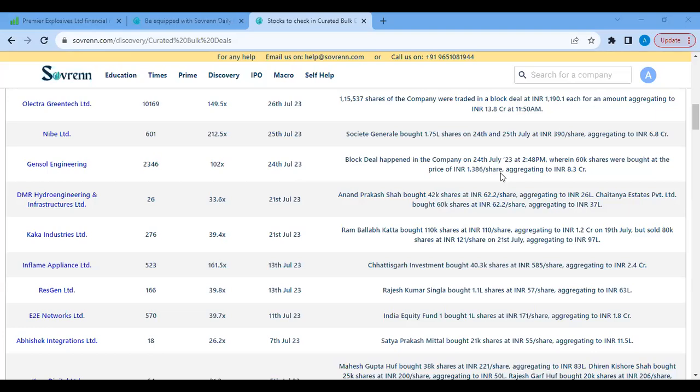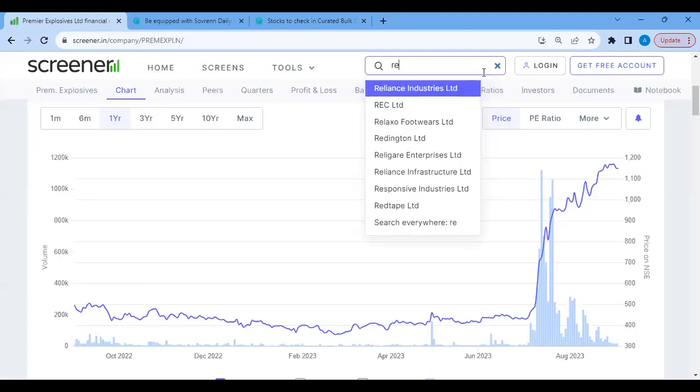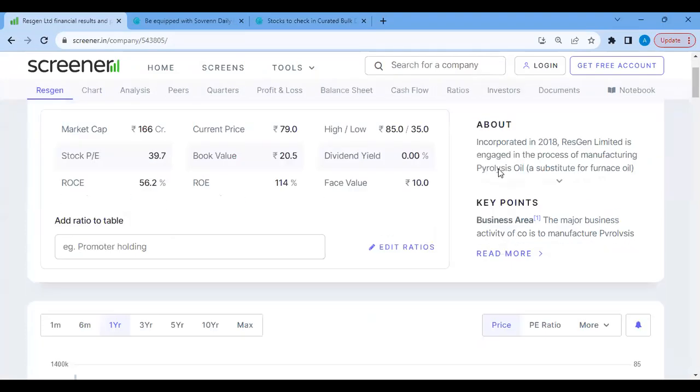ResGen, and Ranjit Bhai has answered it correctly. Let us look at some of these companies. What happened to ResGen after Rajesh Singla purchased it?